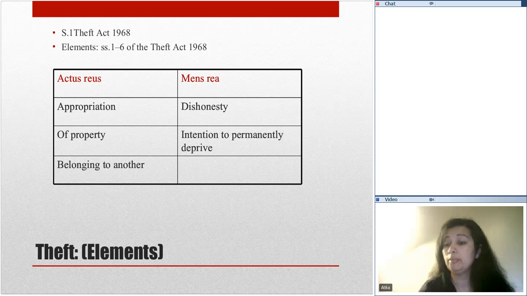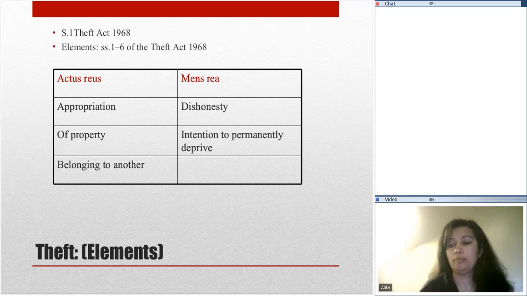What are the elements? The elements are listed over here. There is the appropriation. There has to be a property. The property should belong to somebody else. The mens rea element is the dishonesty, your intention to be dishonest with the property. And there is an intention to permanently deprive the owner of their property.